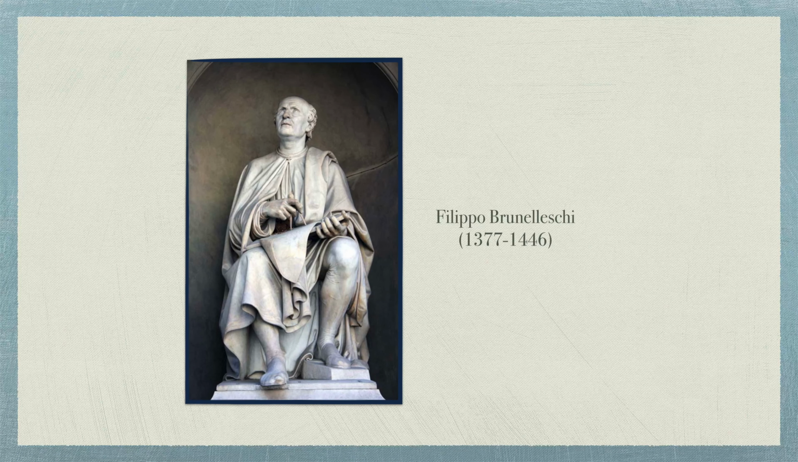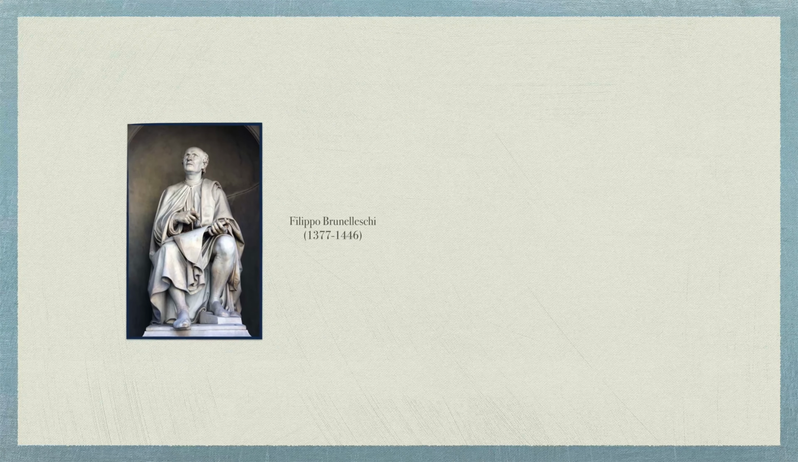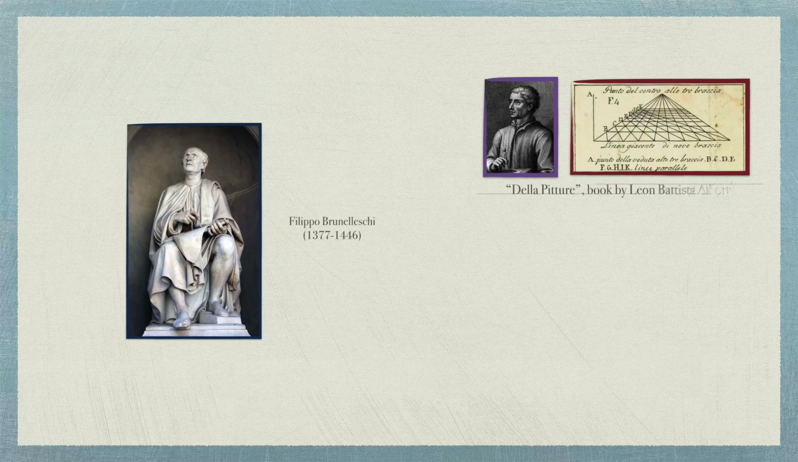Well, a couple of hundred years ago, a man by the name of Filippo Brunelleschi was thinking about this as well. And he decided to do some experiments, which eventually led to the rediscovery of linear perspective. Later on, this architect by the name of Alberti would document and publish Brunelleschi's findings in a book called De la Peinture, or On Painting, as we call it in English.